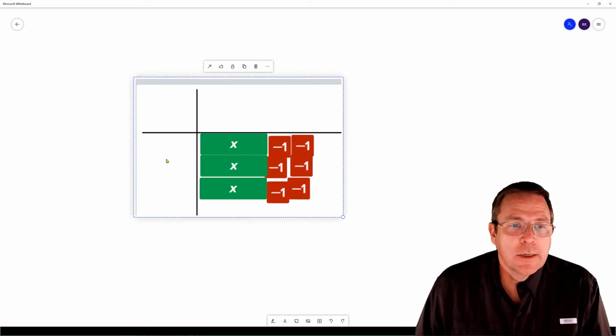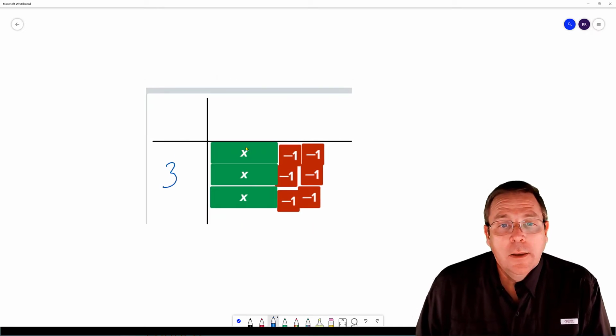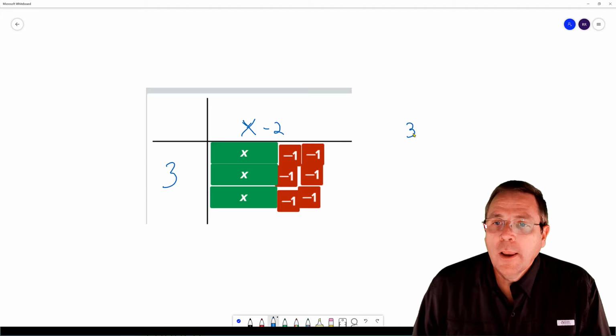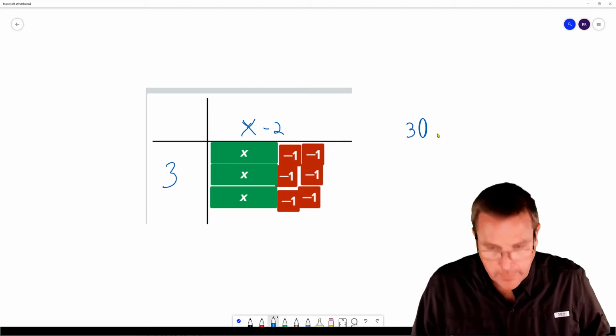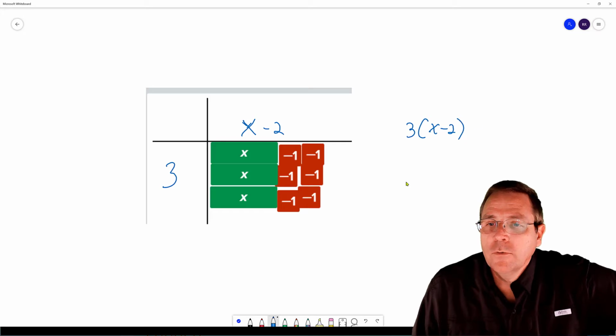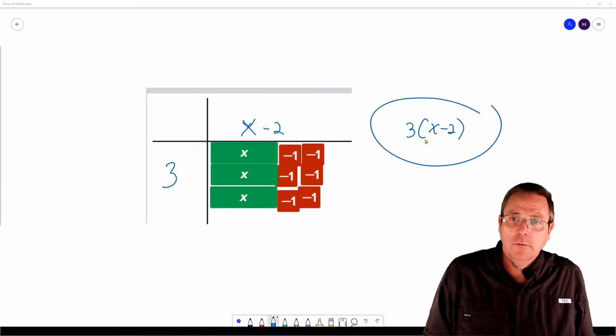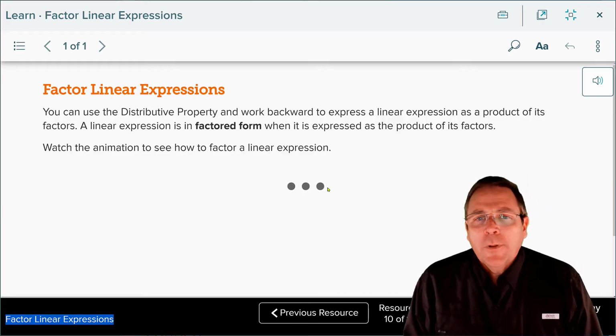So the height is going to end up being 3. And the width is going to end up being x minus 2. So our answer in factored form would be 3 times x minus 2 in parentheses. And that's what the answer to that one would be. Pretty cool stuff. Alright, enough playing with toys.